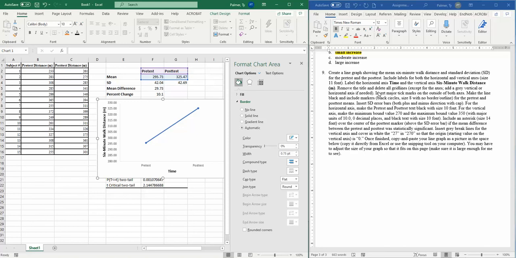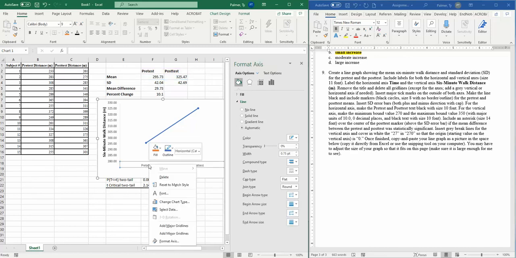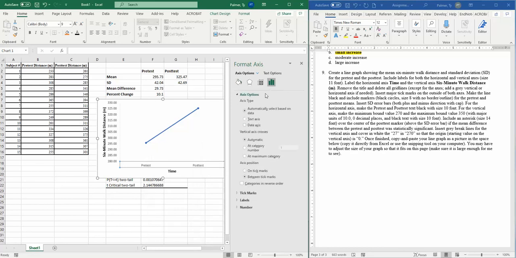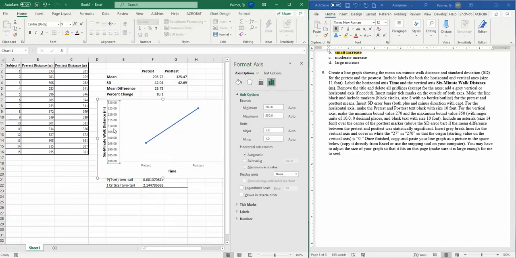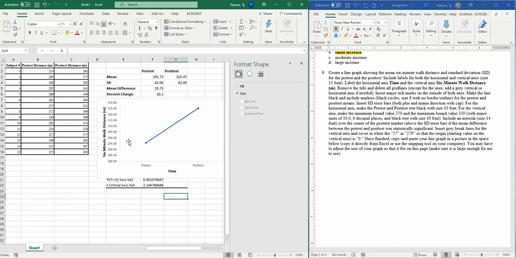Okay, next it says insert major tick marks on the outside of both axes. So let's go ahead and do that. Let's click on the horizontal axis first, highlight it, right click, go to Format Axis, go to Axis Options, go to Tick Marks, go to Major Type, and then go to Outside. That adds a tick mark in between the pre-test and post-test text. Let's do the same thing for the vertical. Highlight the vertical values, right click, Format Axis, Axis Options, Tick Marks, Major Type, Outside, and then that adds tick marks at each value on the vertical axis. That looks good.